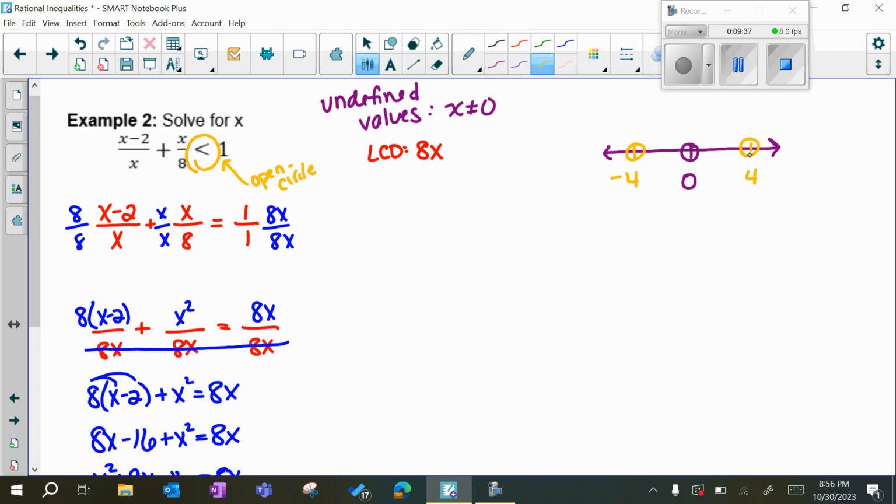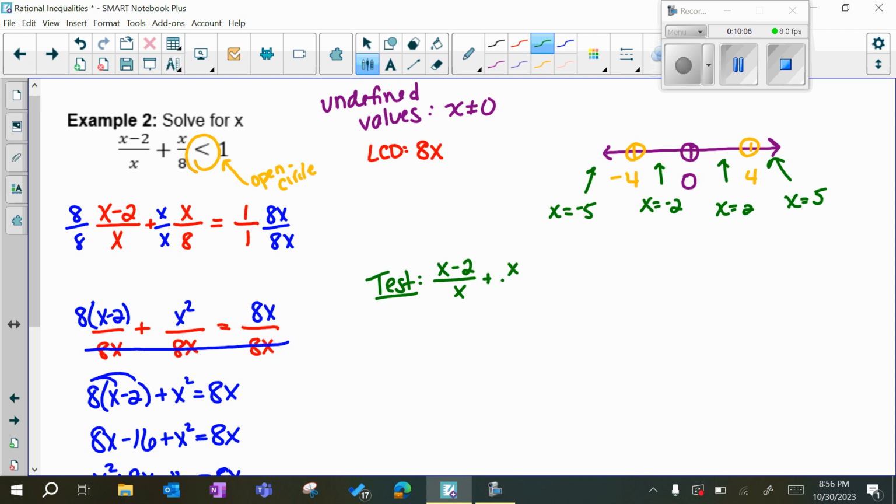Now I need to choose test points. So I am going to choose x equals negative 5, x equals negative 2, x equals 2, and x equals positive 5. Remember, you can choose different values as long as you have one in each interval. When I go to test, I have to test in my original inequality. So at this point, you should pause the video, try each of your test points, and then when you're ready, hit play and you can check your work.